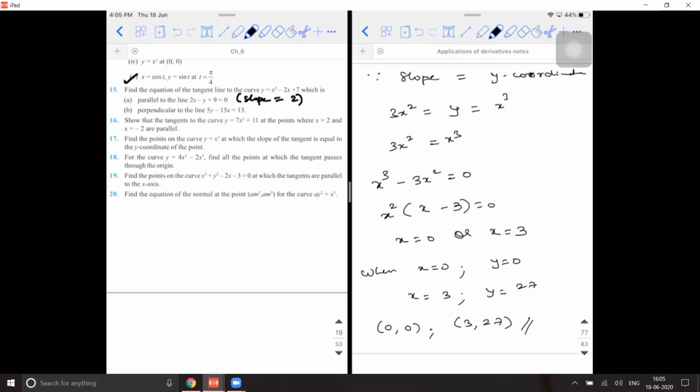Okay. So this is a good question, the 18th one. So 17th and 18th, mark them as important. Practice them again. For the curve y is equal to 4x cube minus 2x power 5, find all the points at which the tangent passes through origin.